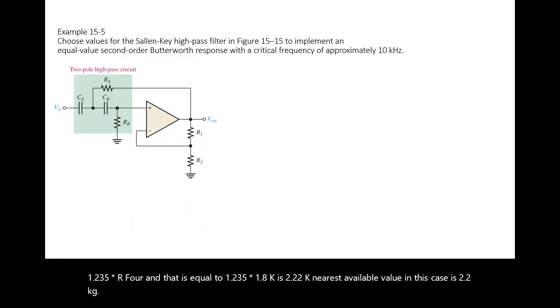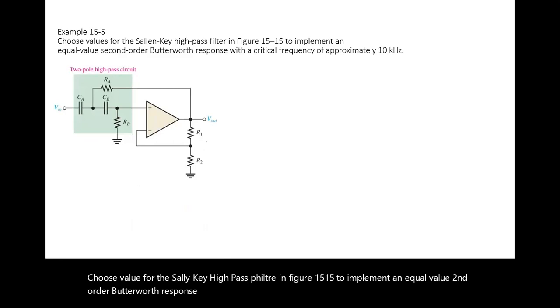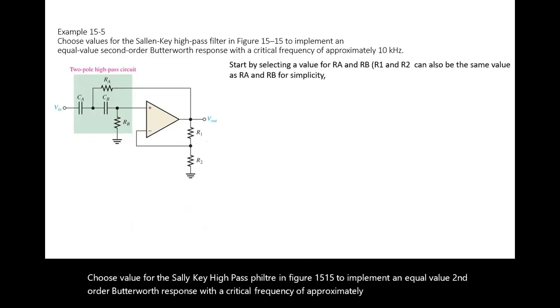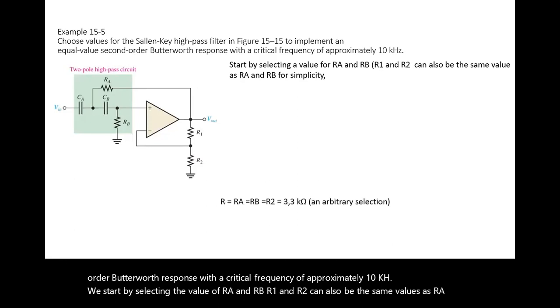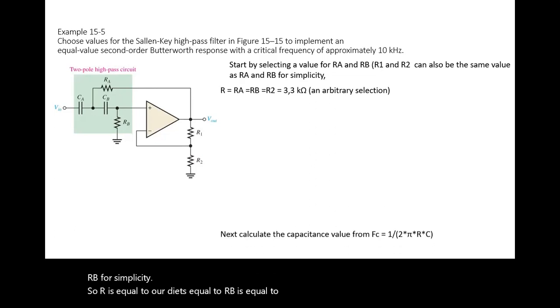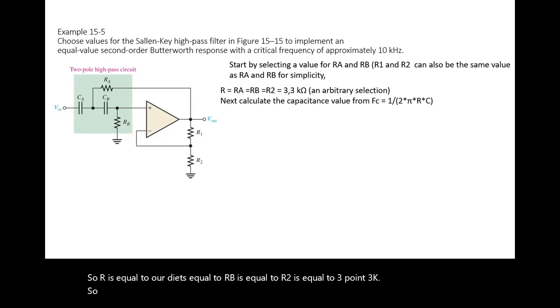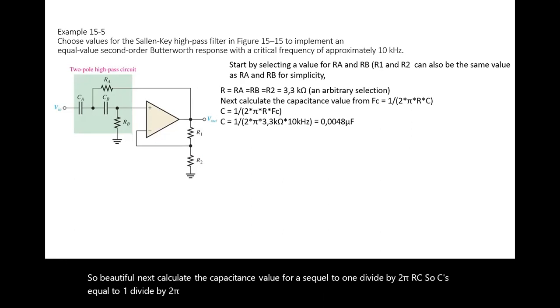Choose values for the Sallen-Key high-pass filter in figure 15.15 to implement an equal value second-order Butterworth response with a critical frequency of approximately 10 kilohertz. We start by selecting the value of RA and RB. R1 and R2 can also be the same values as RA and RB for simplicity. So R is equal to RA is equal to RB is equal to R2 is equal to 3.3K. Next, calculate the capacitance value from fc is equal to 1 divided by 2 pi RC. So C is equal to 1 divided by 2 pi R fc. C is calculated as 0.0048 microfarad.